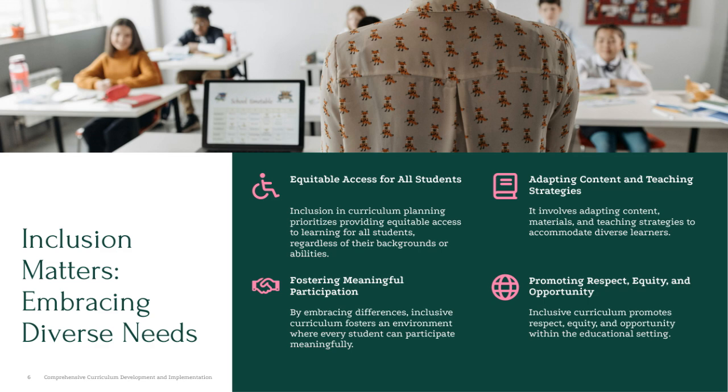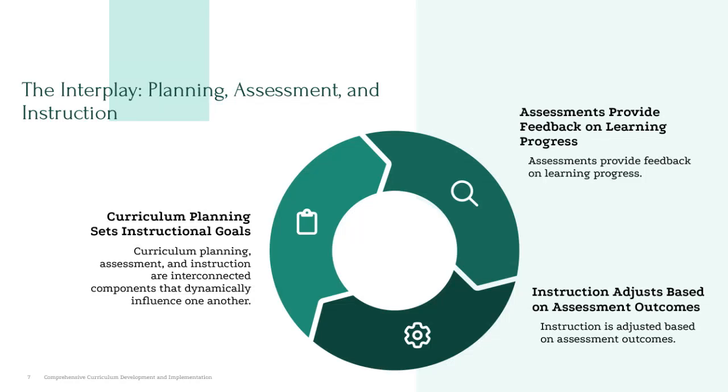When we talk about curriculum planning, assessment, and instruction, it's important to see them as parts of a continuous cycle that all influence each other. First, curriculum planning helps us set clear instructional goals. These are the targets we aim for in the learning process. Then, assessments come into play by giving us valuable feedback on how well students are progressing toward those goals. Finally, instruction isn't static. It evolves based on what the assessments reveal. If students are struggling with certain concepts, instruction can be adjusted to better meet their needs. This dynamic interplay ensures that teaching is responsive and effective, ultimately supporting better learning outcomes.